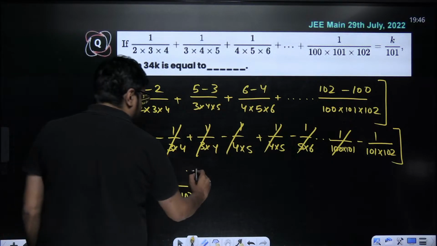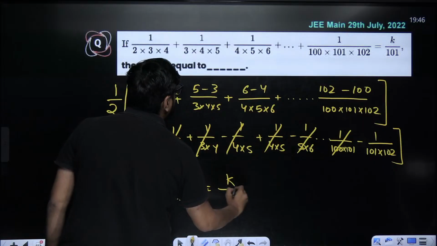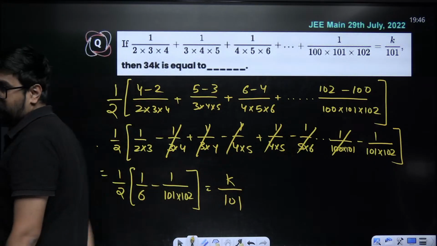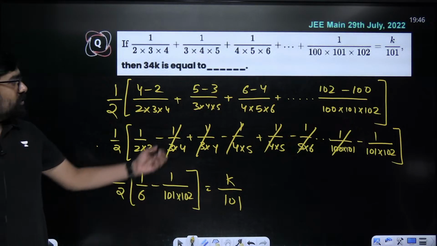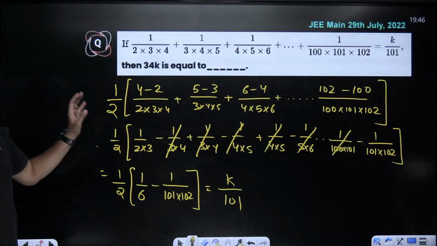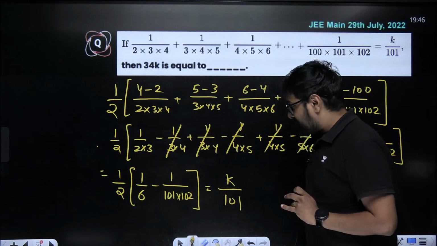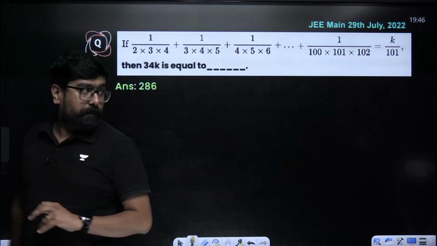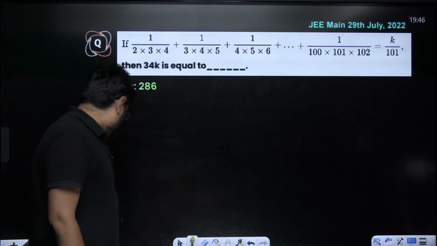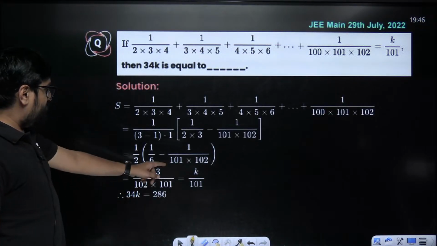Okay. This thing is given to you equal to k divided by 101, and likewise you can find your k also. So telescoping means looking closely. This is what the scenario is. Are we clear? Okay. So you can see your answer will be 286. 286 will come as your answer.